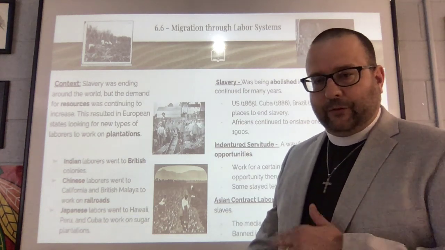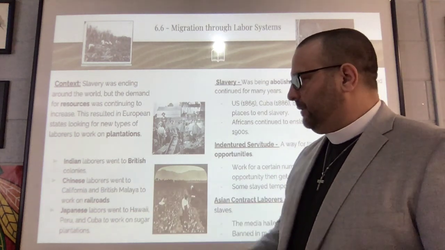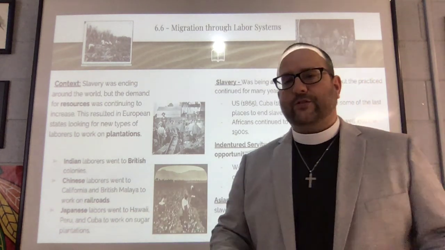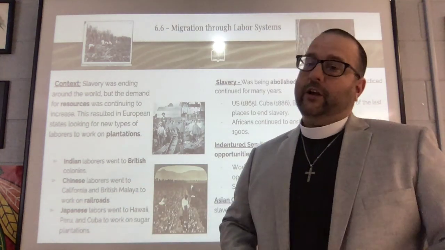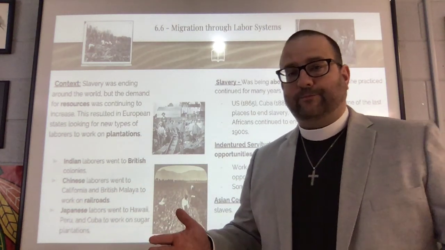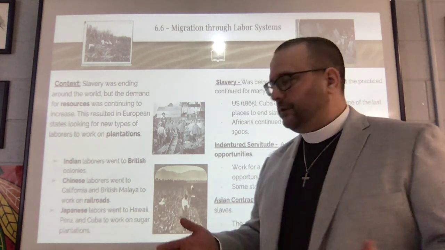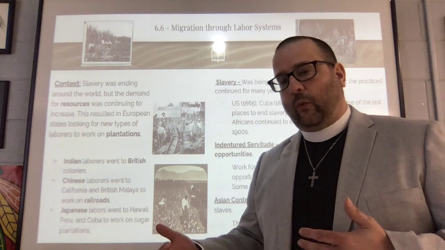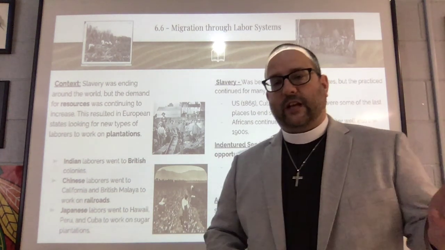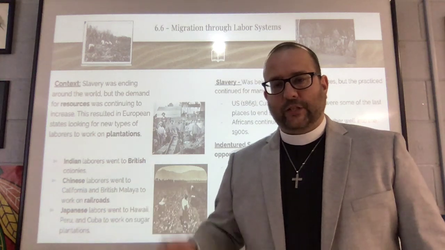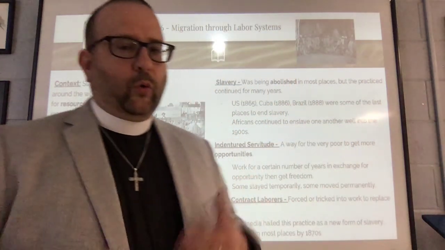Here are some examples. Indian laborers go to work in British colonies. Chinese laborers go to work out in California and the western part of the United States and to British Malaya. And they are going to be used to work on railroads. Most of the railroads out in the west United States were built by Chinese laborers. Japanese laborers went to Hawaii to work on the sugar plantations. They also went to places like Peru in South America and in Cuba, which is the island right off the coast of Florida. So let's take a look at some of the coerced labor systems.